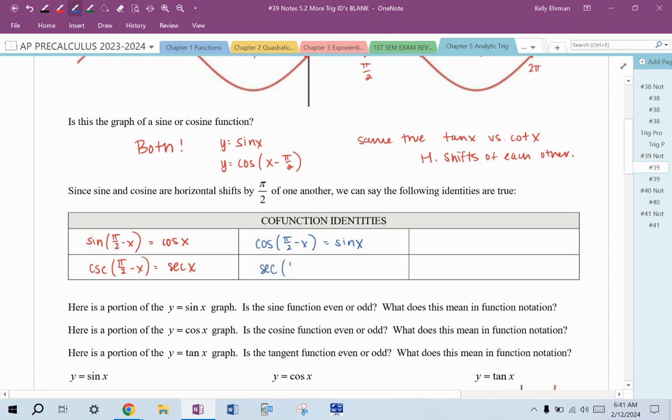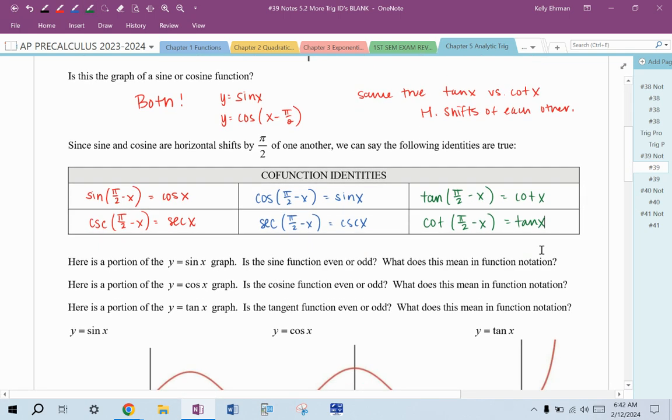So the reciprocals are true. The secant of pi over 2 minus x is equal to the cosecant of x. And finally, we didn't look at graphs, but it's also true that the tangent of pi over 2 minus x is equal to the cotangent of x. I could be using theta here, by the way. It doesn't matter. And cotangent of pi over 2 minus x is equal to tangent of x.